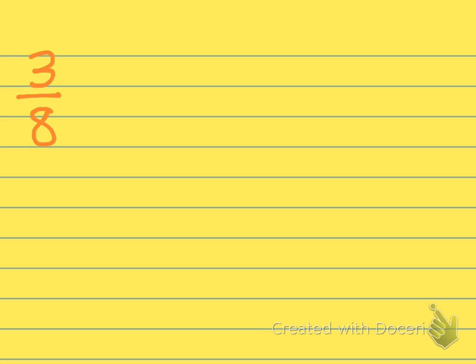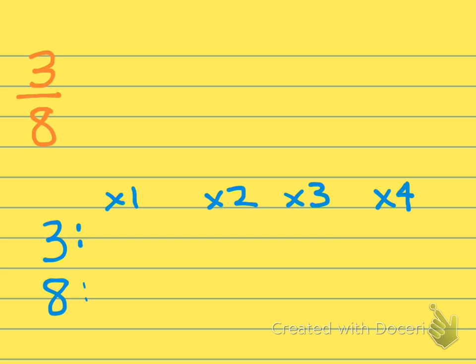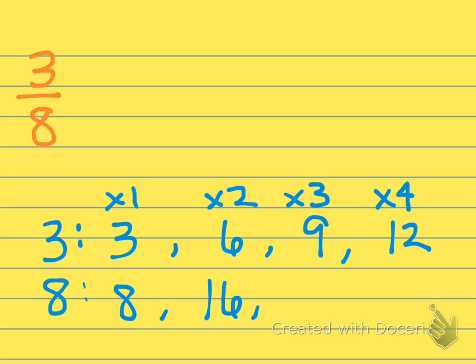3/8. Let's use the same tool. It seems to be working. This will be our last example. 3/8. Times 1, times 2. I'm going to say, let's go 4 out. So 3 times 1 is 3, and then 6, 9, 12. 8 times 1 is 8, 16. 8 times 3 is 24. 8 times 4 is 32.